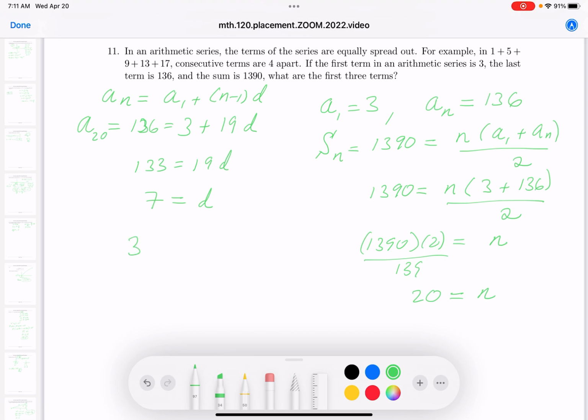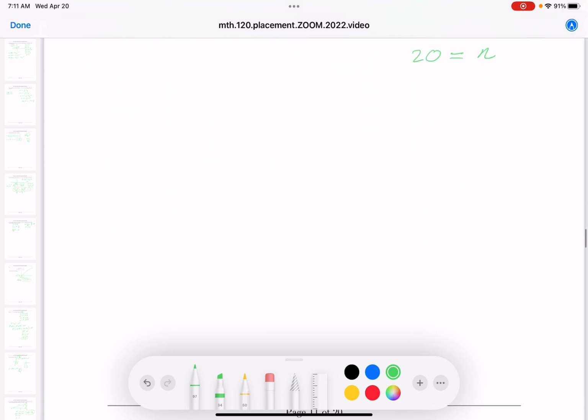So what's the first 3 terms? The first term is 3. I got to go up 7. That would be 10, and then 17. These are the first 3 terms: 3, 10, and 17. All right, let's go to number 12.